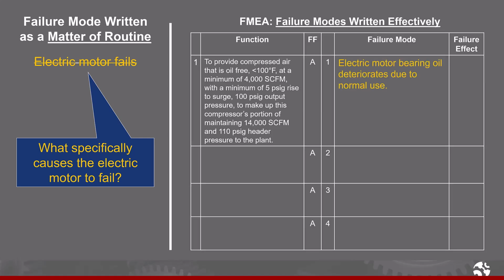Just like functions are often written as a matter of routine, the same thing often happens with failure modes. Here's an example. Electric motor fails. This is really vague and doesn't allow us to formulate a failure management strategy. A good facilitator would ask the working group this question: what specifically causes the electric motor to fail? During an RCM analysis, here are examples of what would be identified.